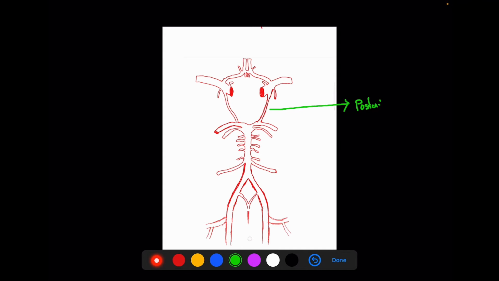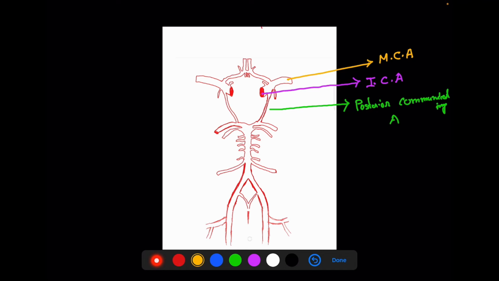Now, just for the revision, this one is your what? Posterior communicating artery. This one is your internal carotid artery, and this one is your what? Middle cerebral artery.